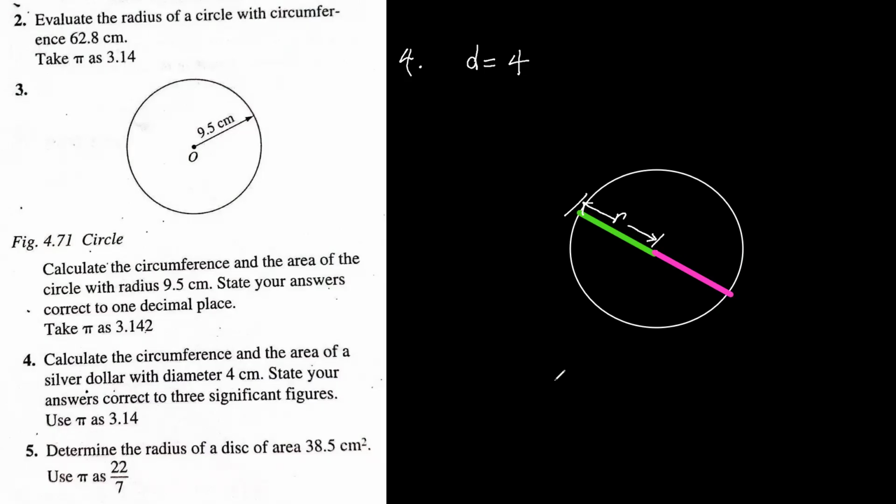So here, let me use another color. So this is R. Okay, so let me ask that question again. Jelia, how many radii do I need to make 1 diameter? 2. We need 2 to make 1 diameter. So radius plus radius gives a whole diameter.